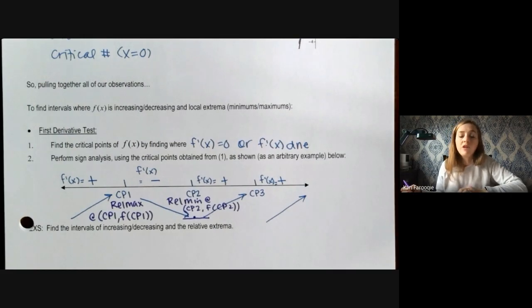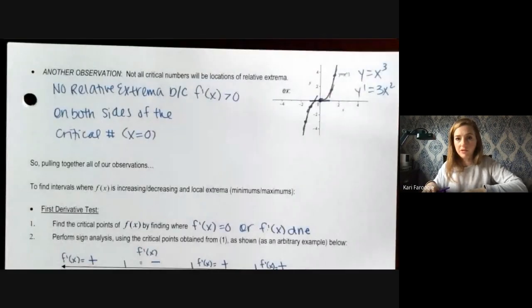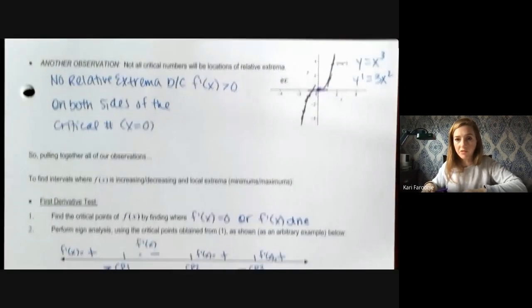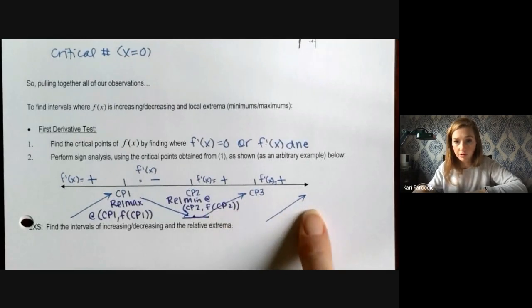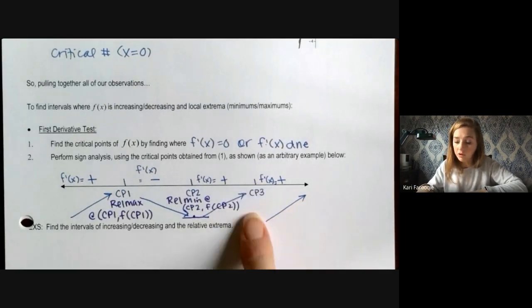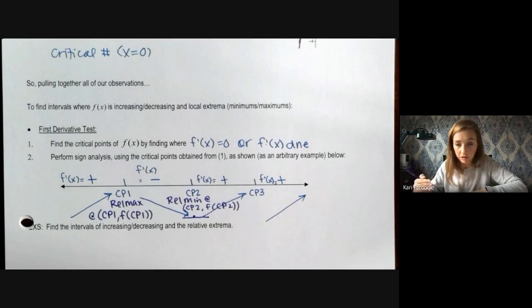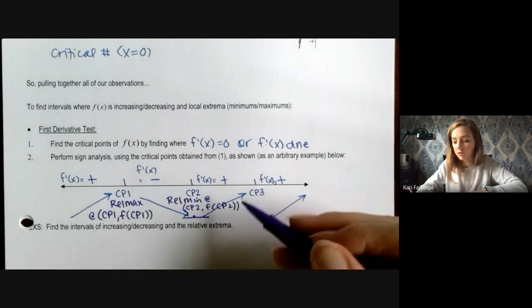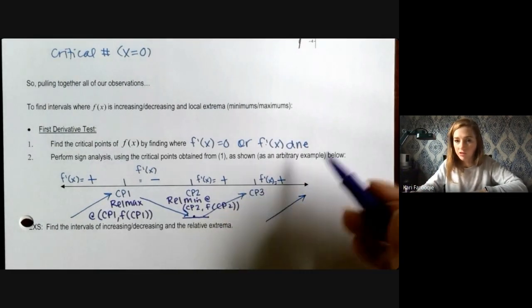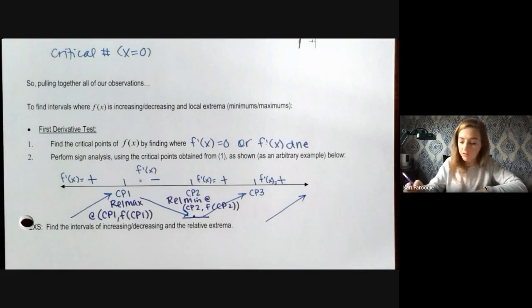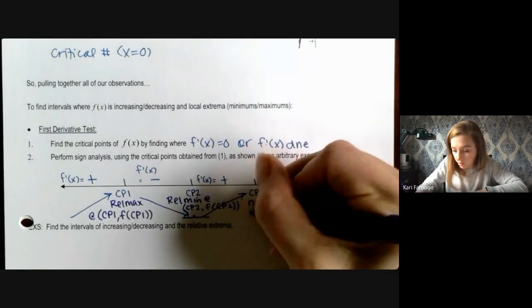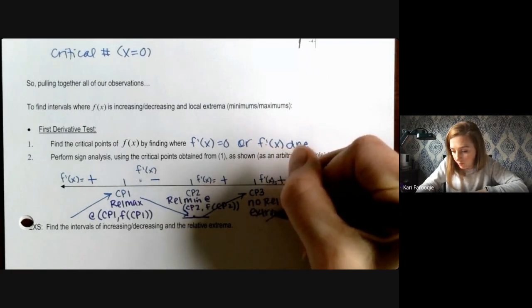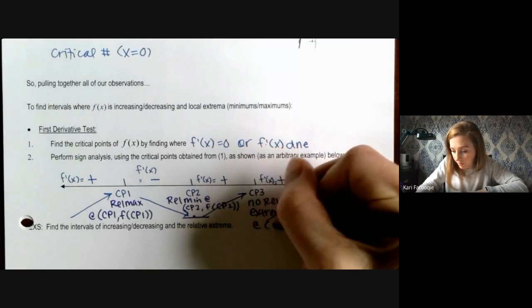Now, as far as CP3, this is a situation that you saw in this example at the top. So the slopes of the tangent lines were increasing to the left of the critical number and to the right of the critical number. So yeah, a critical number does indicate that at some point you had a 0 slope. It just means that you hit the 0 slope and then it just kept going up. So there's no relative extrema here. So no relative extrema at CP3.